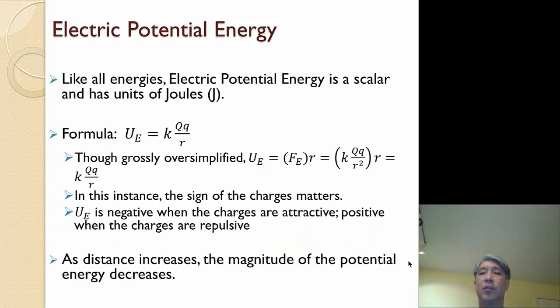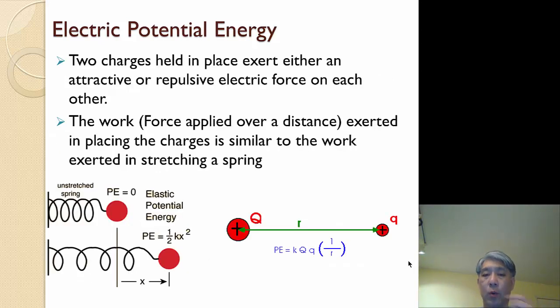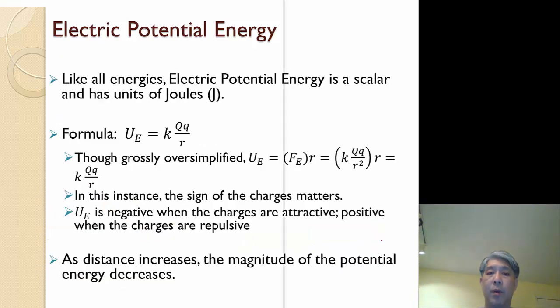Like all energies, electric potential energy is going to be a scalar and has the units of joules. The formula that we use is going to be kQq over r. The big Q and the little q don't really matter. In this case, I labeled the left and the right one Q and little q as shown here. So here's the big Q, here's the little q, but it really doesn't matter because it's commutative.